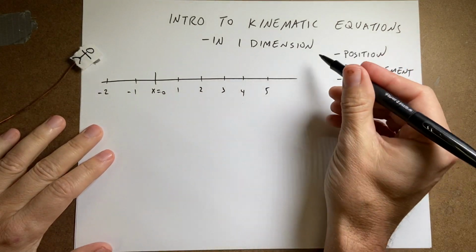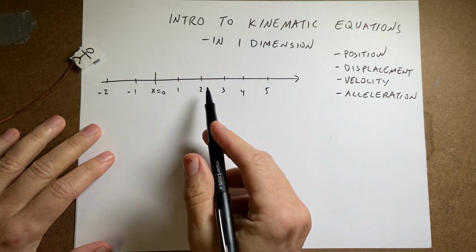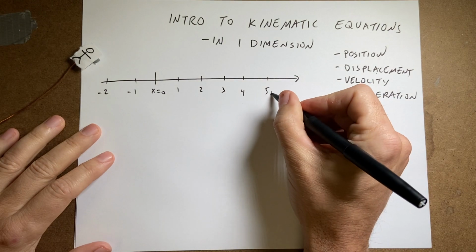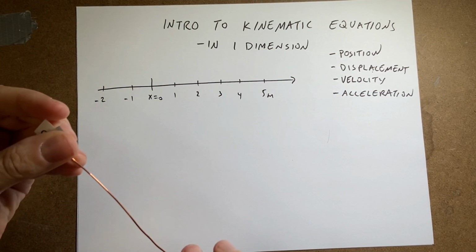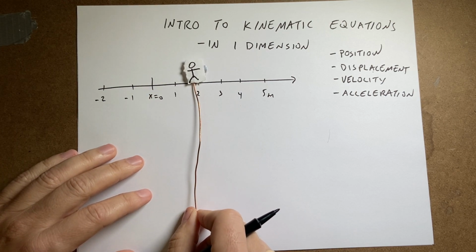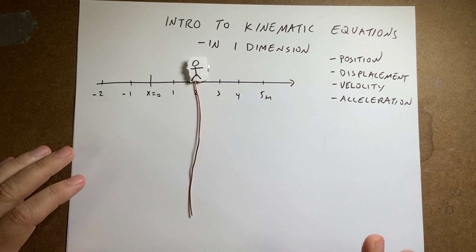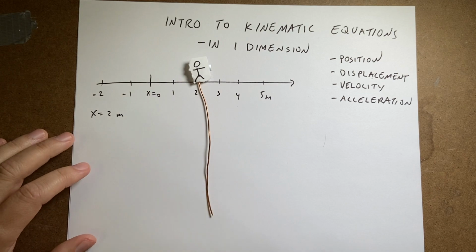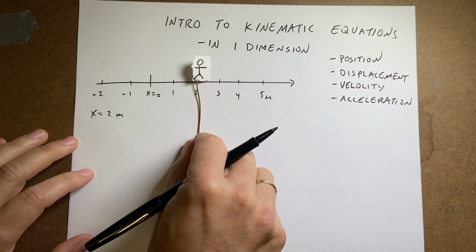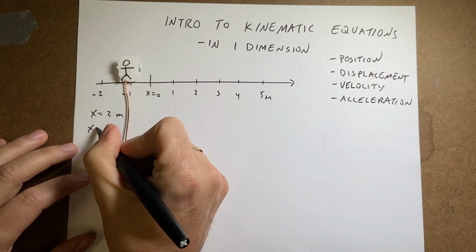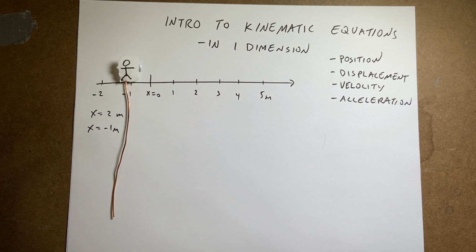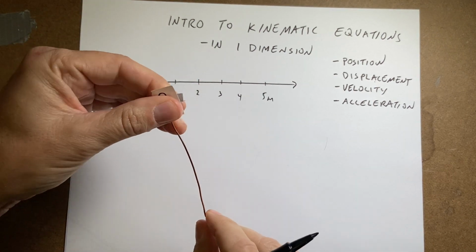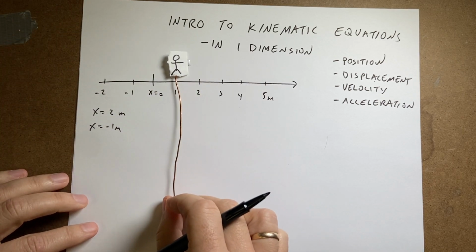I have here a number line. It's actually a measurement of position. And so I have picked x equals 0 to be right here, and these are all in meters. So now let's say I have a person, and this person is standing right there. How do we describe the location of that person? Well, you could say that person's at x equals 2 meters. If I move this person over here, then that person is at x equals -1 meter. So this is position. X just tells us the position of this person at different locations. That's all it does. Okay, it's a way to describe the location.